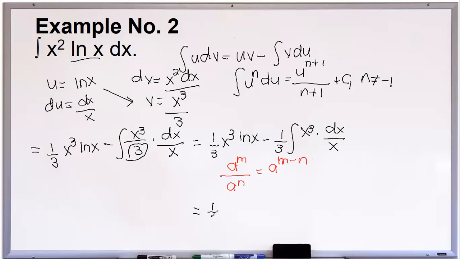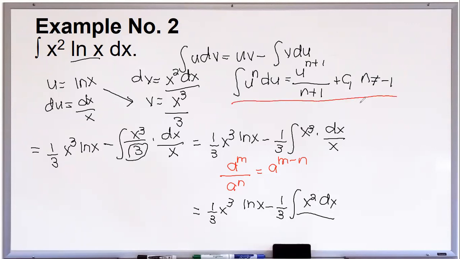So magiging 1/3 x cubed ln of x minus 1/3 integral of x squared dx. O yan. So ngayon, pwede na ba natin i-integrate to? X squared dx? Yes. Using the same formula, power formula for integration. So ang magiging ganito na magiging equivalent niya.